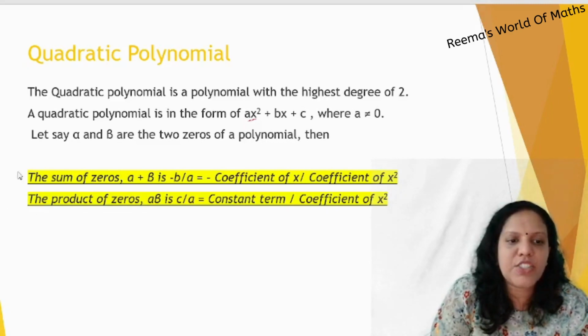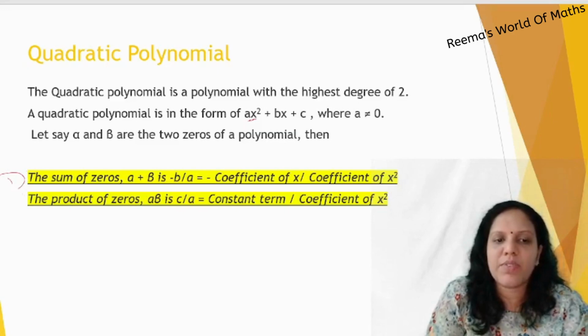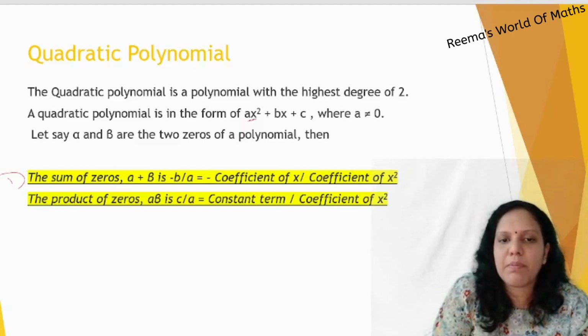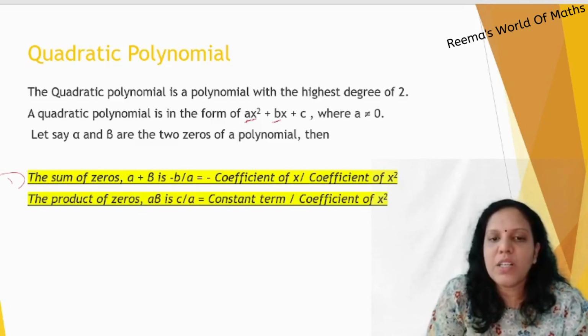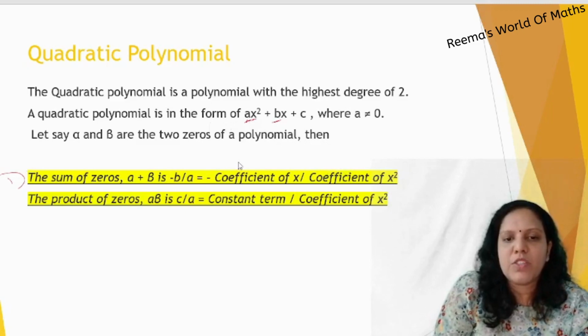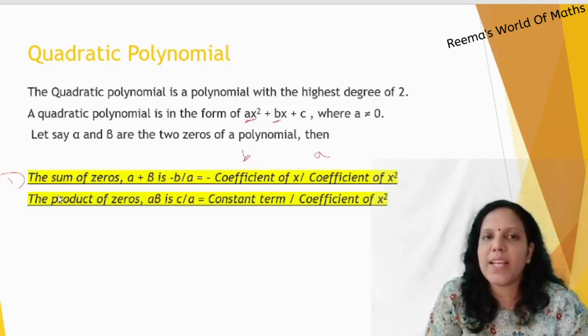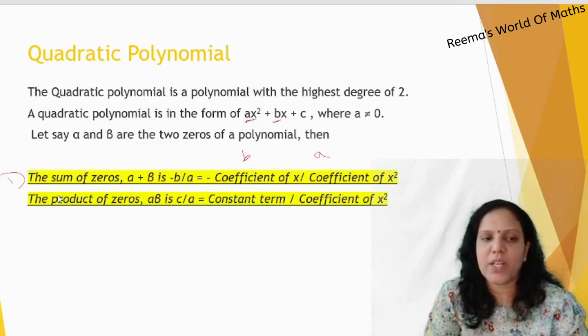In that case, the first relationship is the sum of zeros, which is alpha plus beta, and that is equal to minus b by a. Here b is the coefficient of x and a is the coefficient of x squared. So the sum of zeros is equal to minus the coefficient of x divided by the coefficient of x squared.